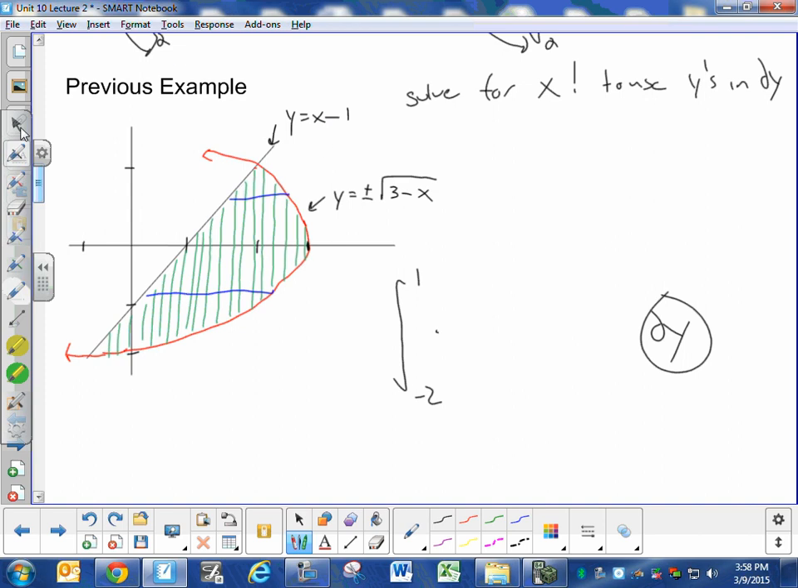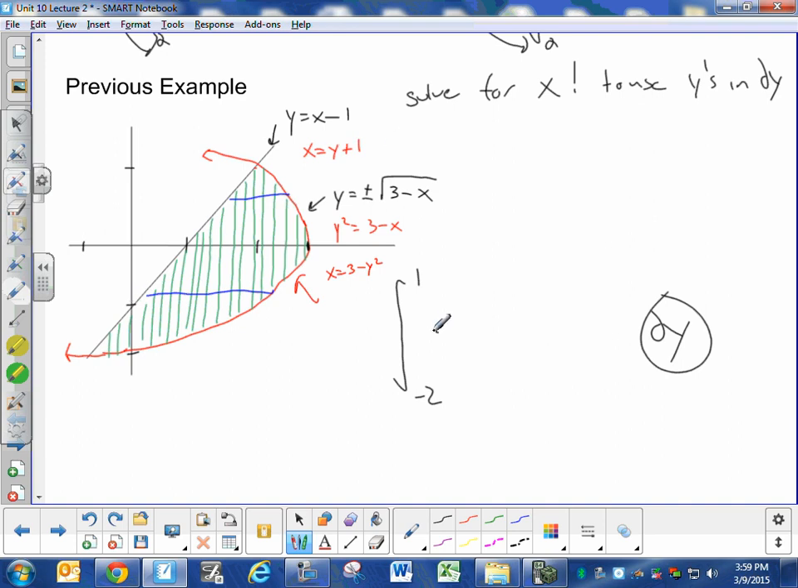So what is that going to look like? Well, I add 1, I get x is equal to y plus 1. Here, I'd square both sides, I get y squared is equal to 3 minus x. I then can add x, subtract y squared, I get x is equal to 3 minus y squared. All of a sudden, this is a function where it gives me x's in terms of y's. X values are going to be these widths of these rectangles. The dy is the height.